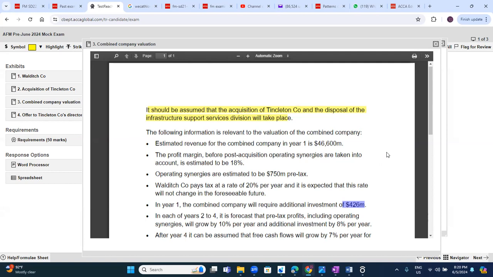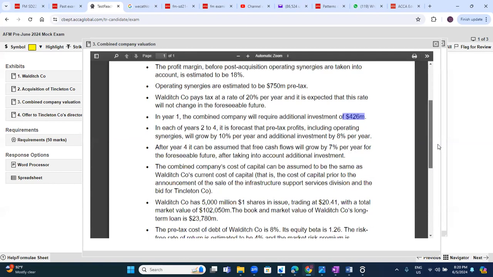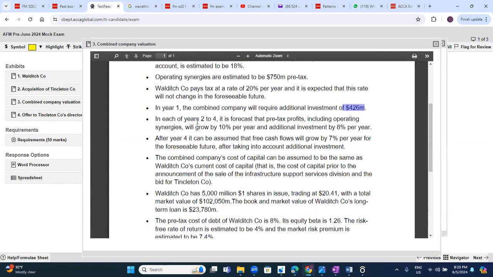What is the basis of this? Need to identify. In year 2 to 4, it is forecast that pre-tax profit, including operating synergy, will grow by 10%. How and why? How have you identified 10% and additional investment by 8%? After year 4, it can be assumed that free cash flow will grow by 7% per year for the foreseeable future after taking into account additional investment.